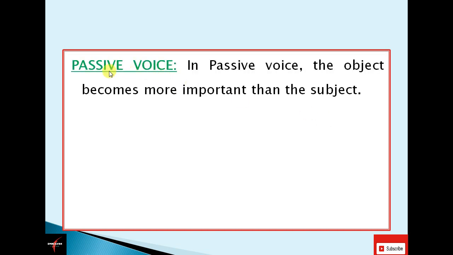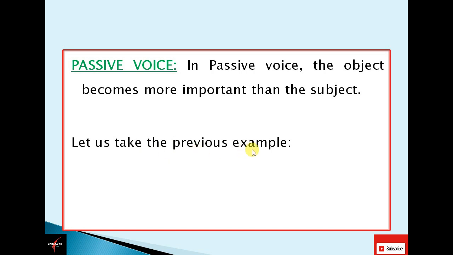Let us move on with the definition of passive voice. Now in active voice we have learned that the subject is important, but in passive voice the object becomes more important than the subject. So in passive voice the object is very important, okay, not the subject. In active voice the subject is important, and in passive voice the object is important.